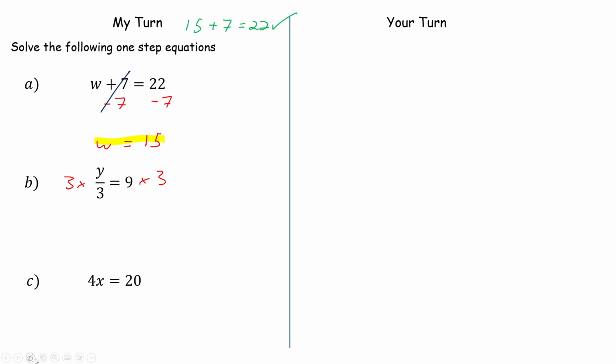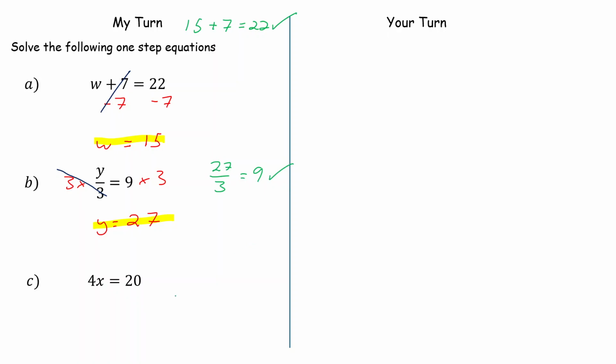And this is good because timesing and dividing by 3, these are inverse operations. These cancel out, so you're left over with y. So y being equal to 9 times 3, which is 27. And this is your solution. Okay, so there we go. And again, the beauty of solving equations is you can check your answer. If y is 27, well, 27 divided by 3 indeed is equal to 9.